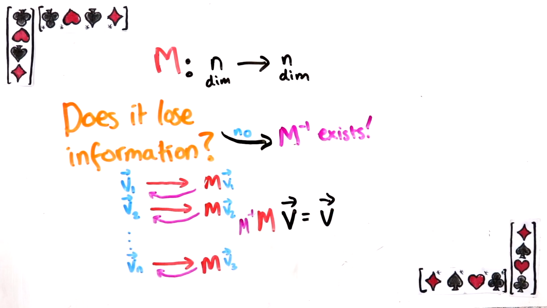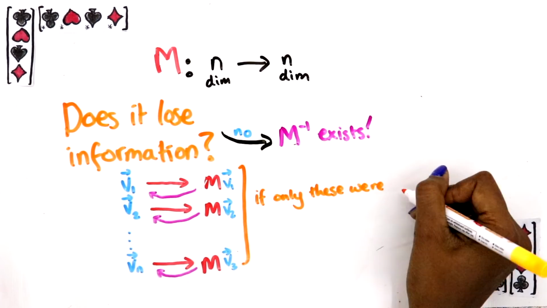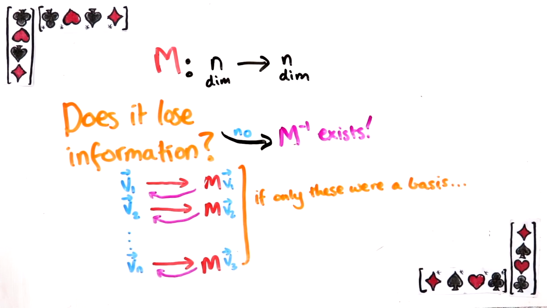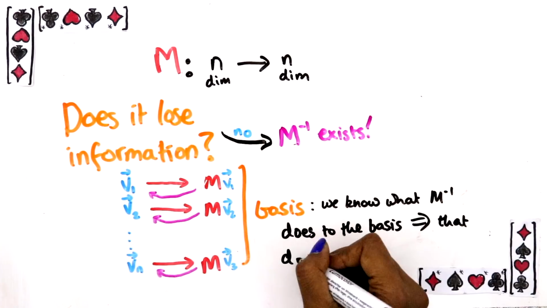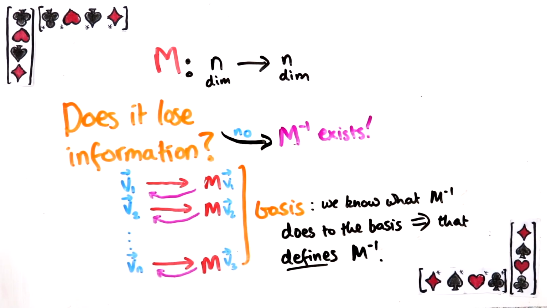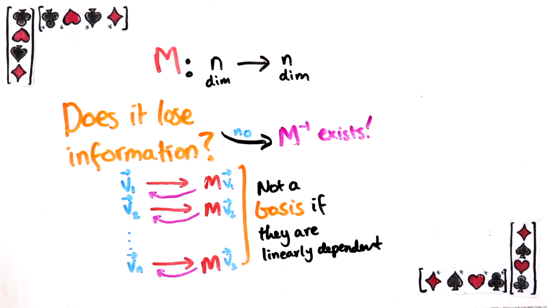So we need to find a matrix that takes the basis vectors back correctly. If only Mv1 to Mvn themselves formed a basis, that would be perfect because we know what we want M inverse to do to that basis. And remember, we can define a linear transformation by just saying what it does to some basis. The only thing that would prevent this though is if they were linearly dependent on each other.